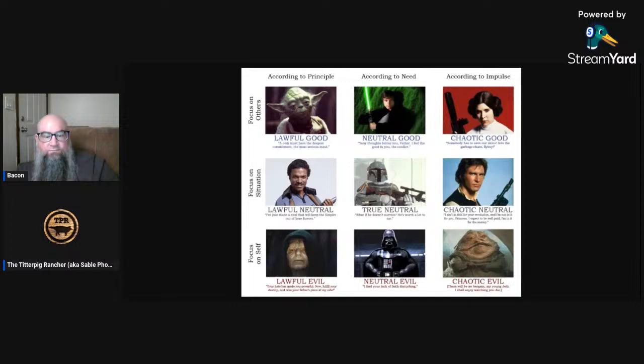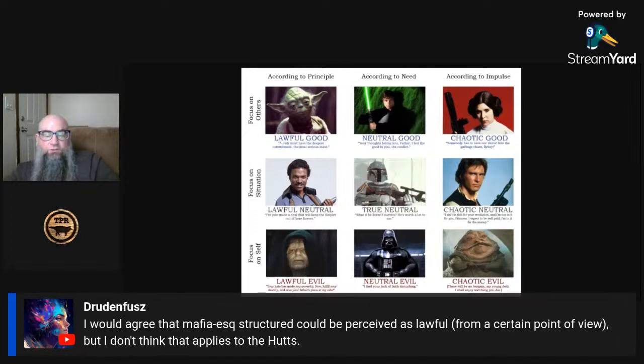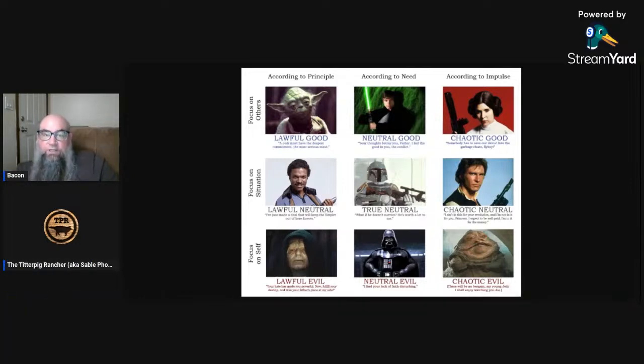It does. Okay. So I want to move on real quick to additional comments. We'll go to Drudenfutz, who says, I would agree that mafia-esque structure could be perceived as lawful from a certain point of view, but I don't think that applies to the Hutts. I think in the original trilogy, as outlined here, it would not apply to the Hutts. I agree. I think that we have to get into... Go ahead.